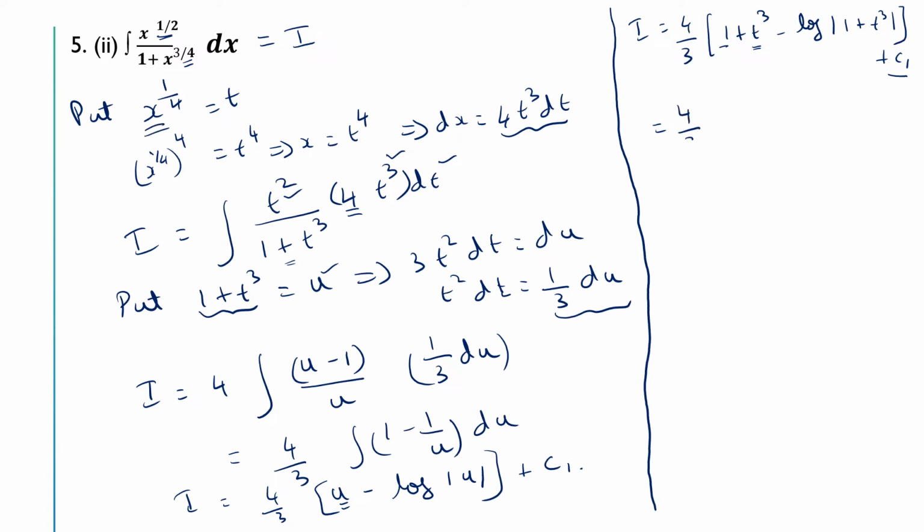So this is equal to 4 by 3 into x raised to 1 by 4, the whole cube will be x raised to 3 by 4, minus log mod 1 plus t cube will be x raised to 3 by 4, plus c. So this is the given integral.